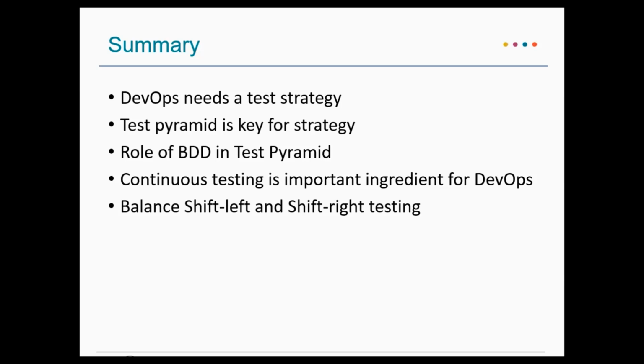We can use BDD in the test pyramid, so that at what level, for a particular requirement, we need to automate or write test cases should be identified. Continuous testing is an important ingredient for DevOps, so we need to balance both shift left and shift right depending upon our application need or user need, right? So that's all from my end on this today.